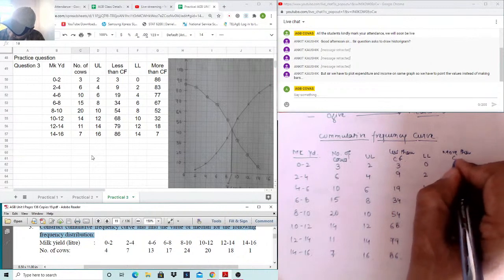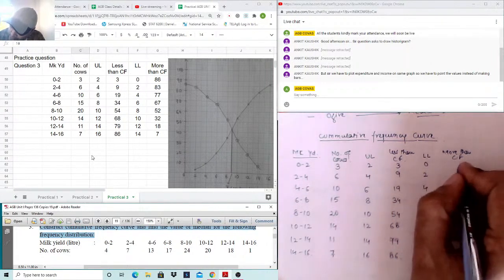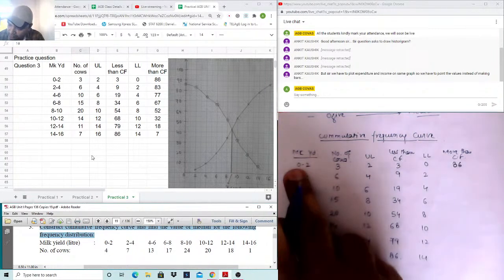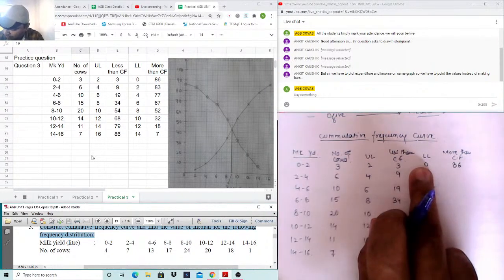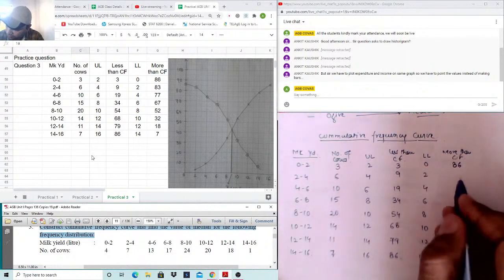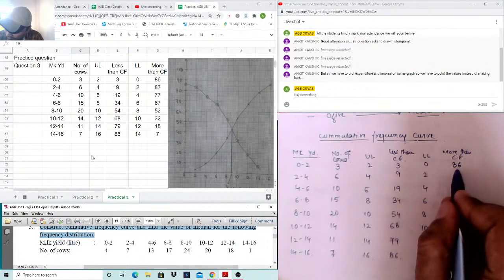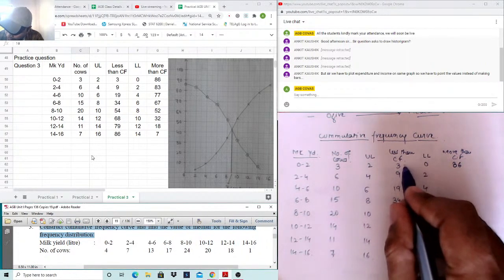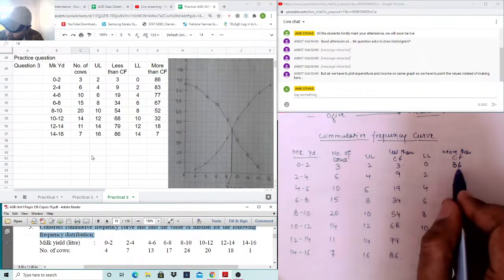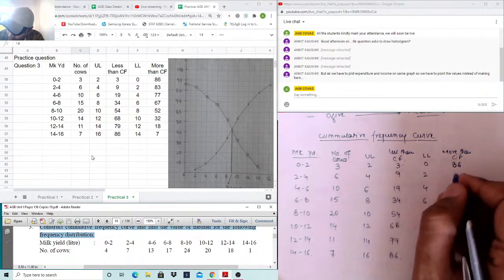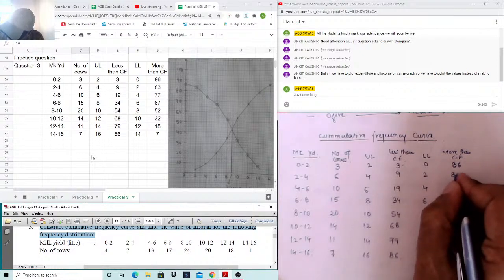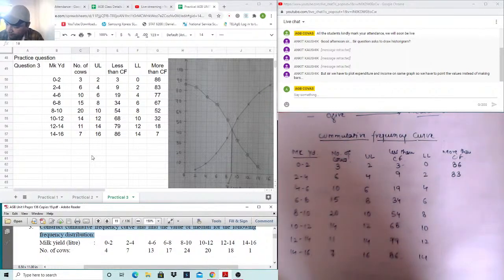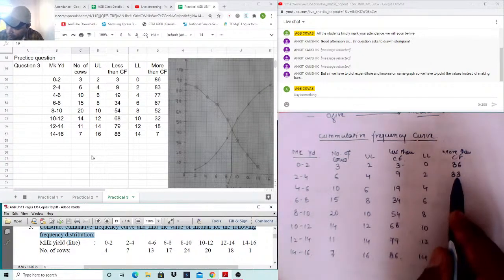So the first will be the 86. That is, all the buffaloes will be above 0 liter. Okay. Then what we have to do next is subtract this less than cumulative frequency from this value 86. So 86 minus 3 comes out to be 83. So this will be your next more than.